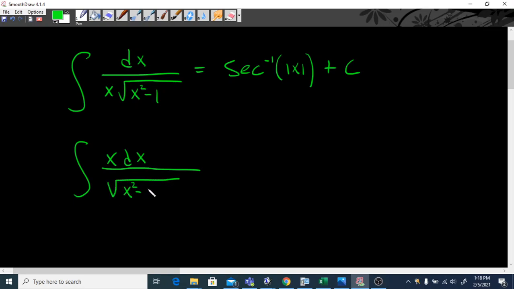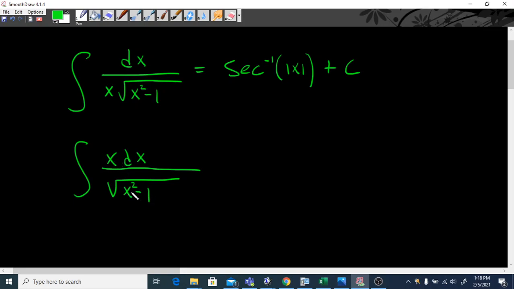Now let's compare that with this one, the integral x dx over square root x squared minus 1. The only difference here is that instead of the x being on the bottom, the x is on top. So this is not inverse secant. Whatever the inverse secant argument is, the square root of it needs to be right beside the square root in the bottom, and that's not what we have. We have that on top.